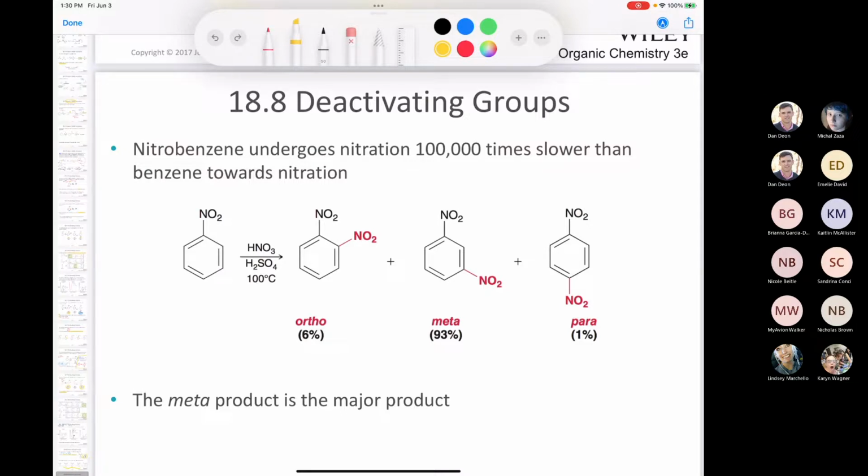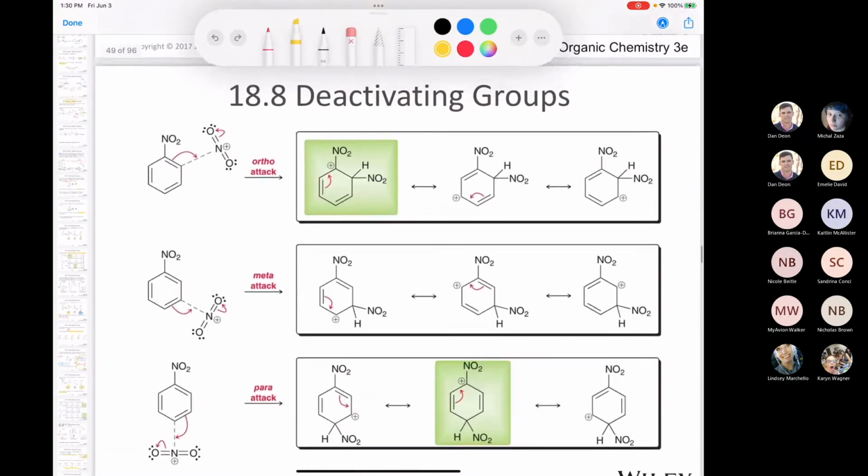And look at what we get for products. We actually get almost all meta. Almost completely meta. You get next to no para, and the ortho is pretty pitiful too. Very little of both of those. Now, if you're wondering why would that be, well, you can imagine that the answer can be uncovered, so to speak, by looking at the mechanism and studying your friend and mine, the sigma complexes. Everybody's favorite, right?